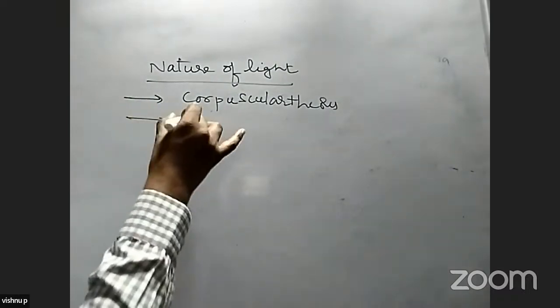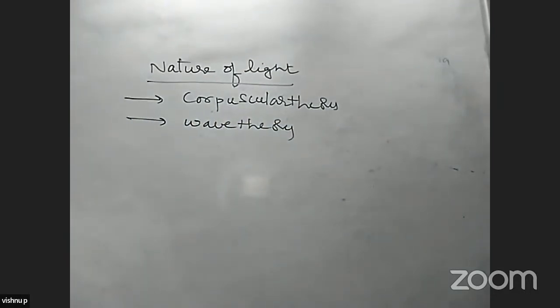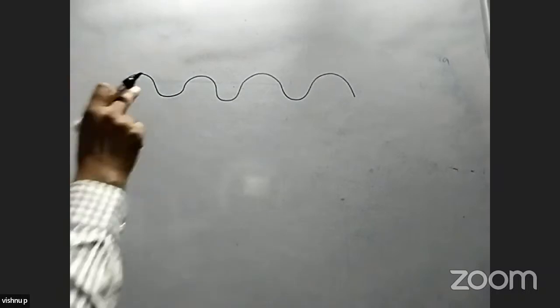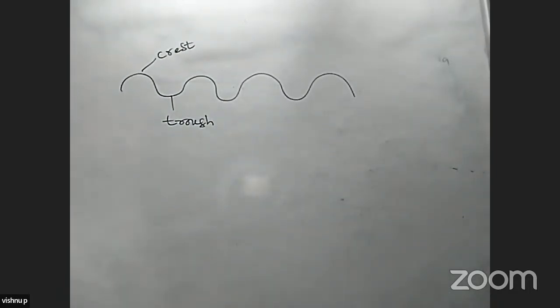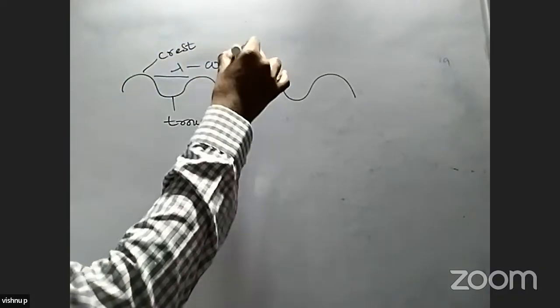And one more theory is called the wave theory. What is the wave theory? According to this, light is propagated in the form of waves. This was proposed by Huygens. This is called a crest. It is called a trough. And the distance between two adjacent crests or troughs is called lambda. This is called the wavelength.